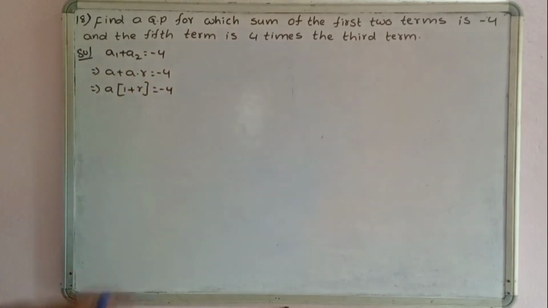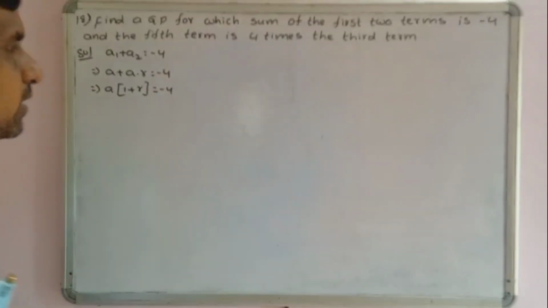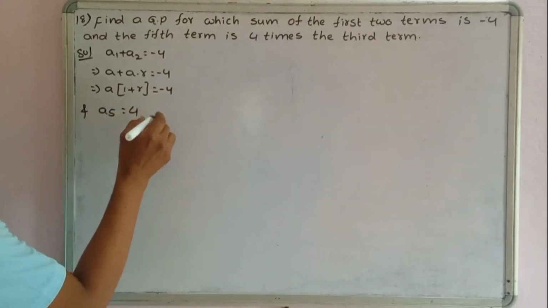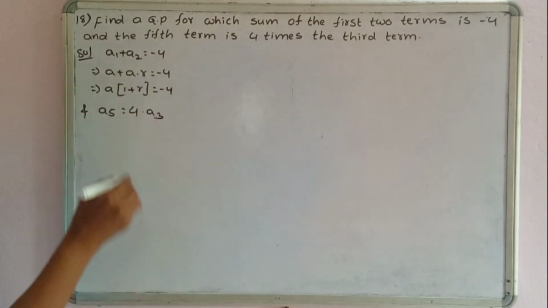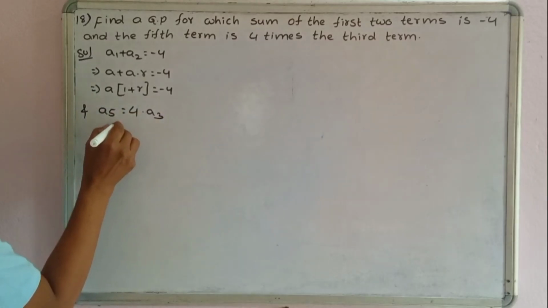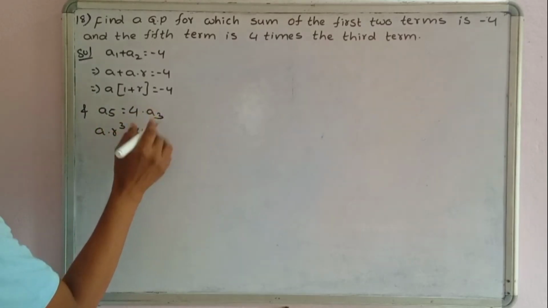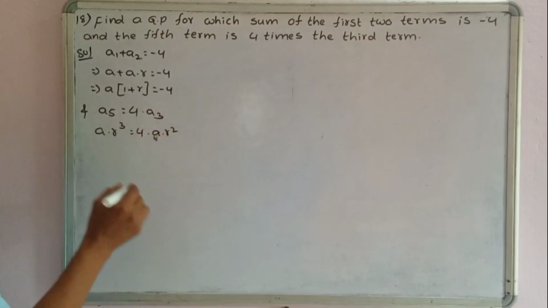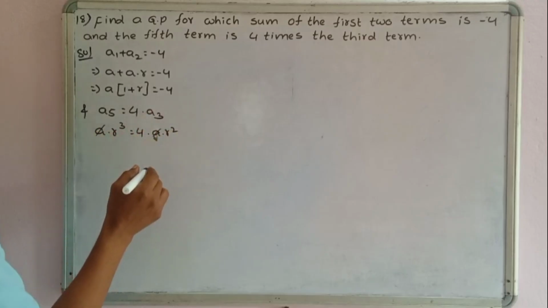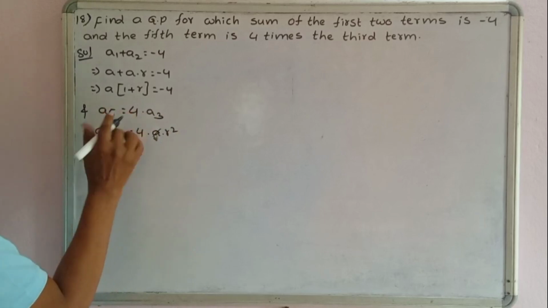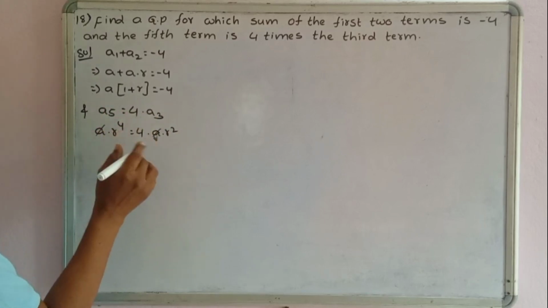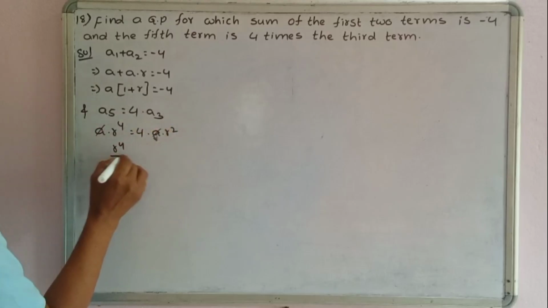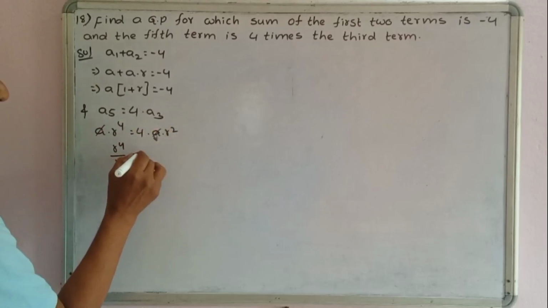Leave it. And the fifth term is 4 times the third term. The third term is a3, the fifth term is a times r power 4, equals 4 times a r square. So here a gets cancelled. So r power 4 equals 4 r square; transpose r square to the right side, divided by r square, equals 4.